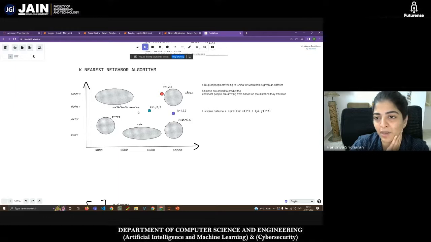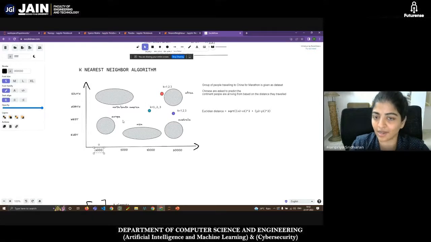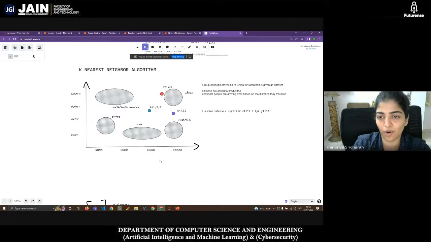So you have people arriving from different countries, different continents, to land in a specific region in China. You are given this data set to train, and you are asked to predict the continent they are arriving from, given a distance. If they have traveled 2,000 kilometers, predict the continent they are arriving from. They have traveled 10,000, then predict it. Like that, you want to predict the specific continent of a person, given this distance and this direction.